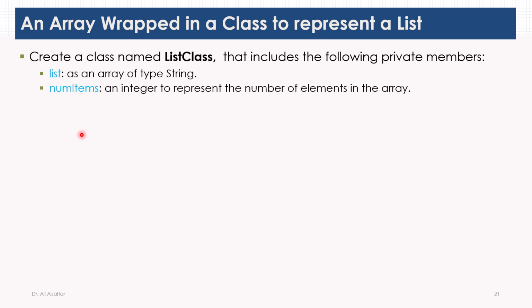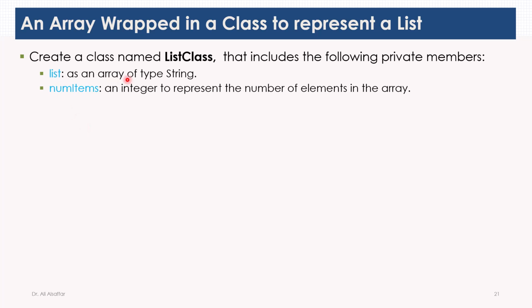So what does it mean an array is wrapped in a class? It means we define a class that has an array inside it, and we make this class take full control of the array processing. So if we want to add elements to the array, then the class should be responsible for that. So controlling these data members, the list and the number of items in the class should not be exposed outside the class because it should be fully controlled by the class. And to do that, we define them private data members.